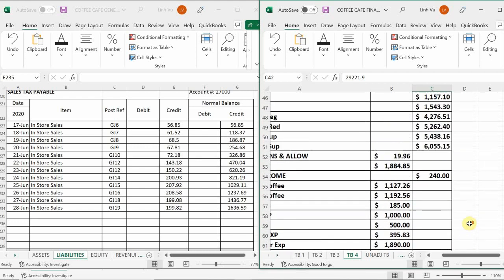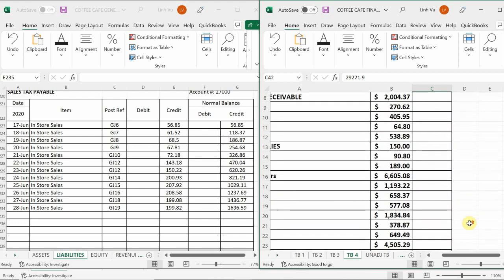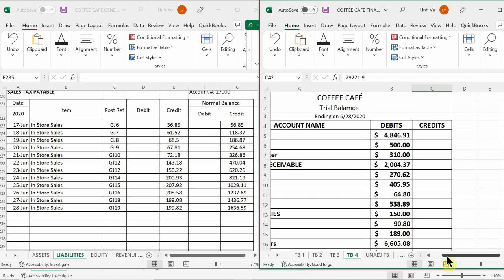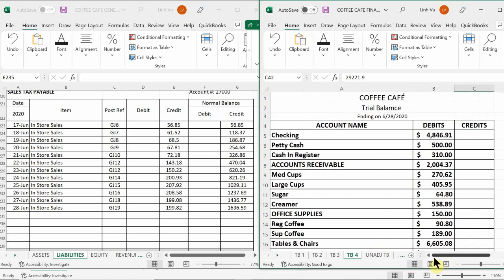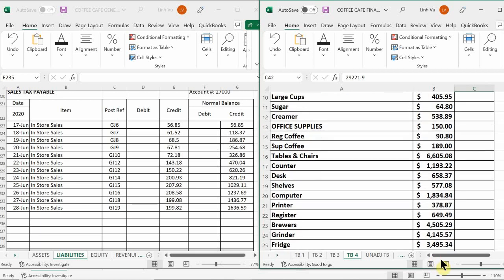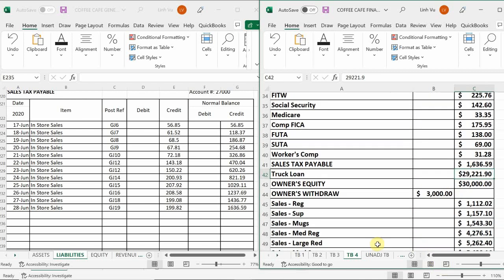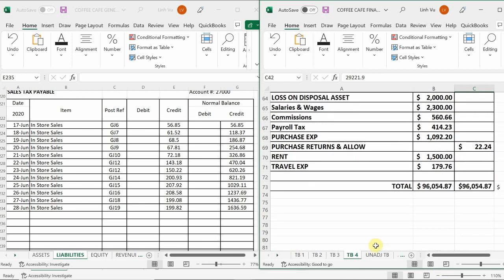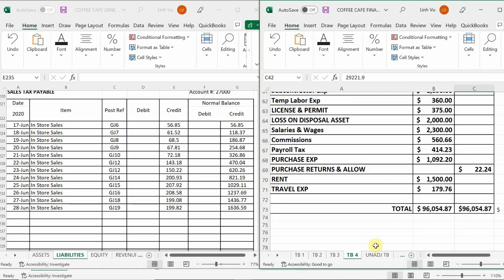So there is your trial balance. The next trial balance we're going to do is going to be doing the whole entire thing using main accounts. So save this page here. Your total debits came out to a total of $96,054.87 on the left and $96,054.87 on the right. So save.